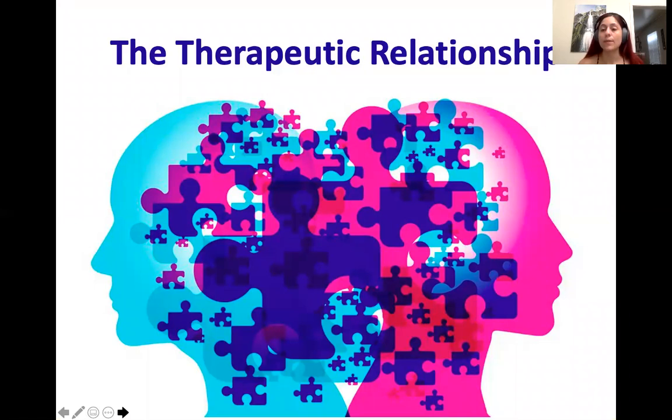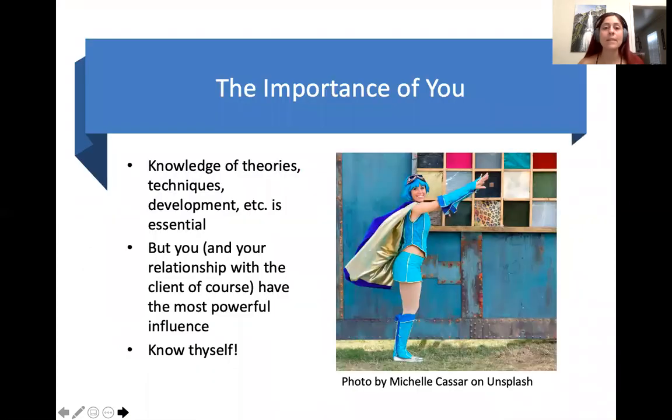This brings us also to another thing that is stressed regardless of the approach that you take, which is the therapeutic relationship or alliance. You are important. Knowledge of theories, techniques, development, etc., are essential. You need to know these things. That's why you're in school. And you're going to learn all of these things over the course of your graduate study and supervised clinical experience, but that alone isn't enough. Research consistently shows that it's the therapeutic relationship, meaning the relationship between you and your client, that has the most powerful influence on outcomes in therapy.